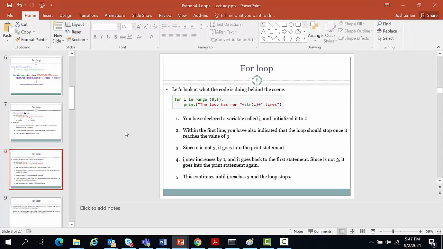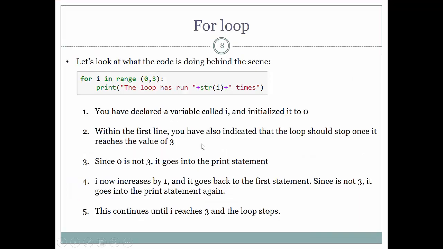Okay, so let's look at what the code is doing behind the scene. The first line declares a variable called I, initializing it to 0, which is the number on the left. And within the first line, we have also indicated that the loop should stop once it reaches the value 3. Since I starts with the value 0, it is not 3, it goes into the print statement. I now increases by 1, and it goes back to the first line and checks again. Since I is still not 3, it goes to the print statement until I reaches 3 and the loop stops.